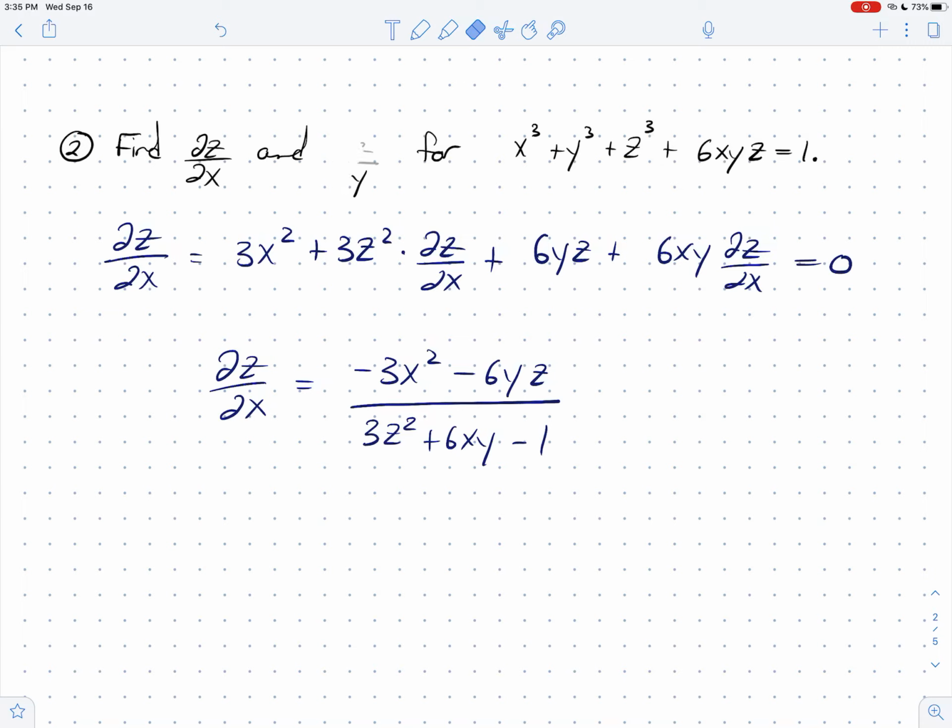And I think I'm going to erase that. I don't want to do the other one. If you can do one, then you can do both. So there you go. That's partial z partial x.